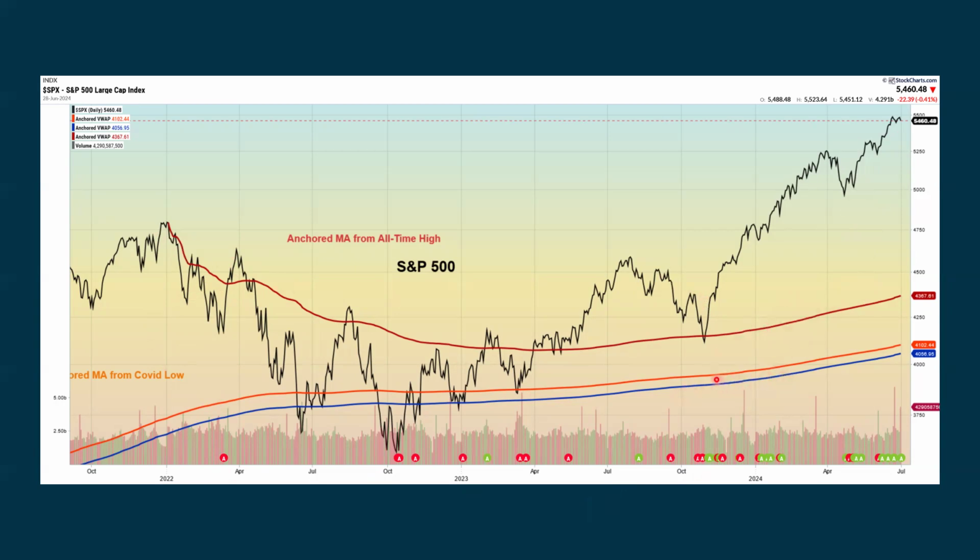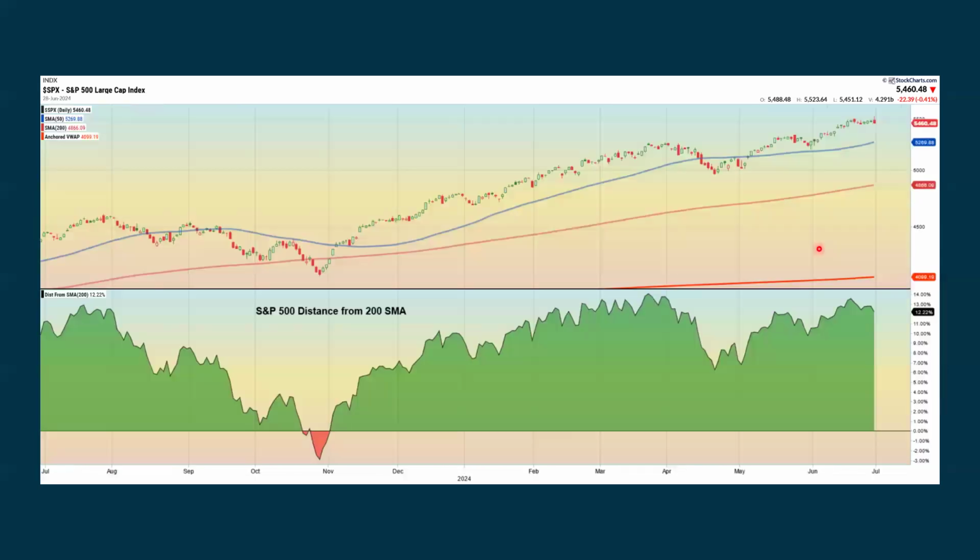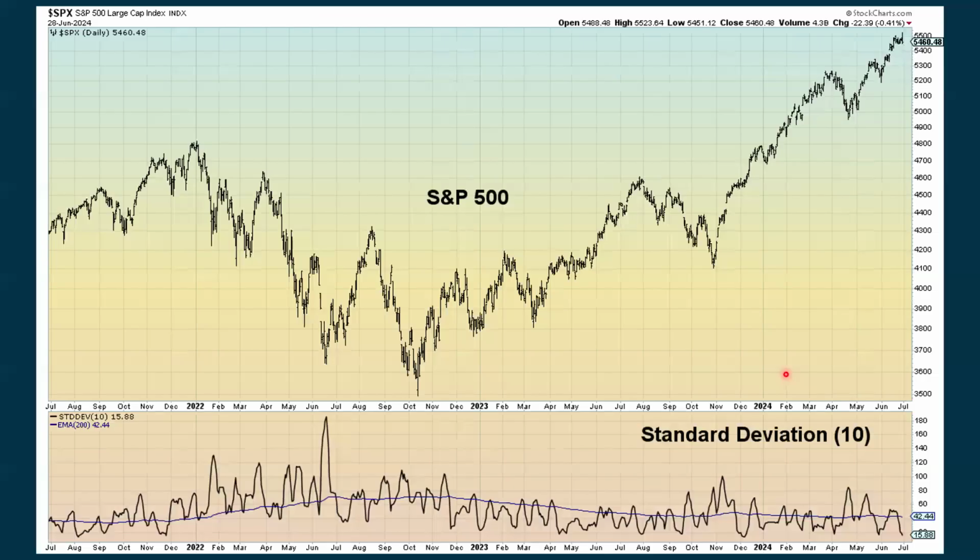I also have a couple of other anchored moving averages going back to the COVID lows. If we start to see some weakness at some point, then I'll probably break out and draw some other lines going from this previous high, these previous highs, to see if they end up providing support. Then we are well above the 200-day simple moving average. We're 12.22% as of Friday's close.